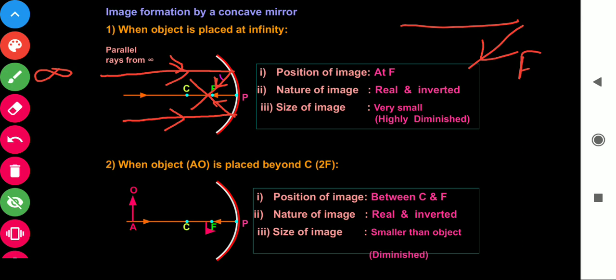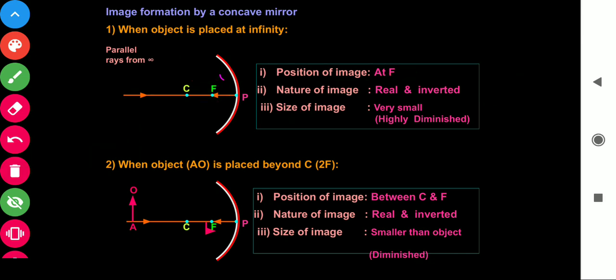It means the image formed is at focus. Position at focus. Nature: whenever the image is formed on this side of the concave mirror, it will be real and inverted. In size, you can see a point image, a very small image. Okay, position at focus, nature real and inverted, size very small.